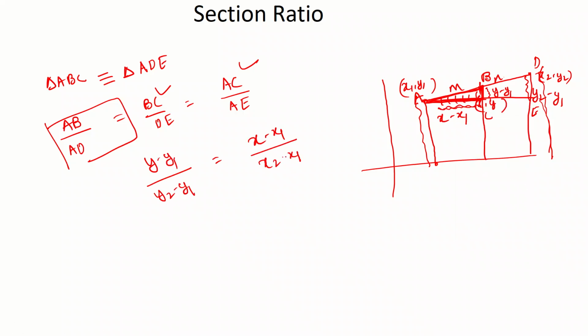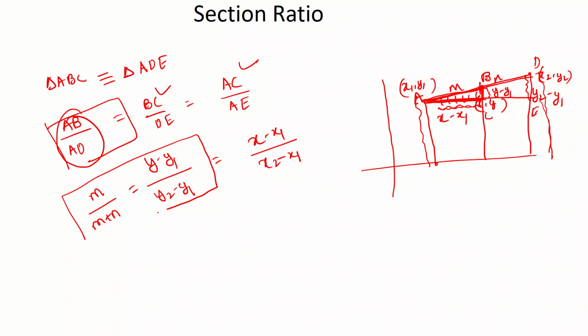Okay, x2 minus x1. Alright, now what about M and N? What is M and N? M and N is actually AB by AD, right? So this AB by AD helps us to get the M and N in the picture. So AB is M and AD is M plus N. Now if you take up this part, you will be getting a formula for y, and if you take this and this, you will be getting a formula for x. So you will be getting y is equal to (mx2 plus nx1) by (m plus n), and x is equal to (mx2 plus nx1) by (m plus n). So you just simplify them and find out the answer.